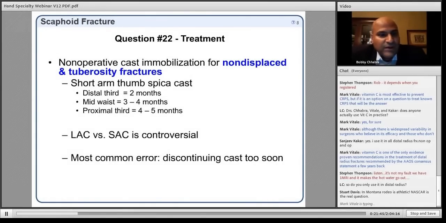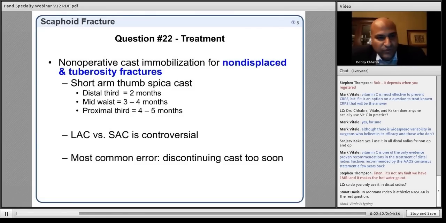So if you have a non-displaced fracture, you have the option to treat these non-operatively. If it involves the waist or a tuberosity, with a short arm thumb spica cast, in the distal third, you can immobilize for 2 months. For the mid-waist, 3 to 4 months. And the proximal third, 4 to 5 months. So these are for non-operative treatment of scaphoid non-displaced fractures.